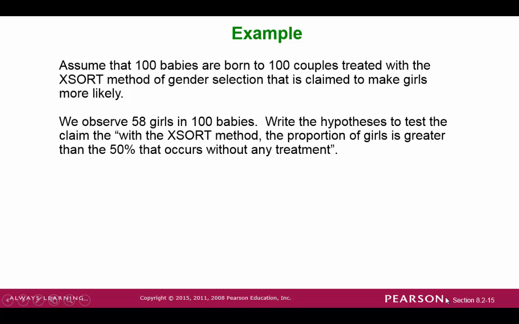So our claim should be that the proportion is bigger than 50%. The opposite would be less than or equal to. And so we can write our null hypothesis as P is less than or equal to 0.5, and then our alternative hypothesis would be P is bigger than 0.5.